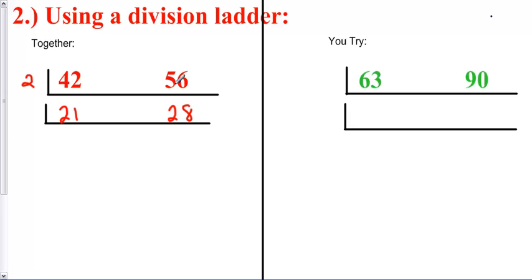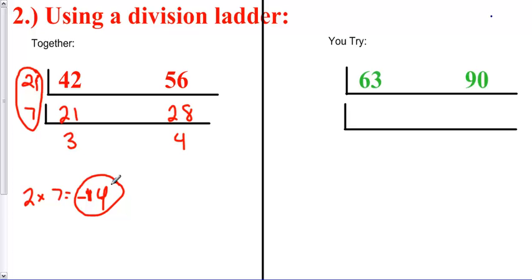So all I did was 42 divided by 2, got 21. 56 divided by 2 is 28. Well, is there a number I can divide both by? Can I divide both 21 and 28? Yes, it's 7. That gives 3 and 4. Is there a number I can divide by both 3 and 4? And one's not a choice. No, there's not. So what I do here with the 2 and the 7 is I multiply them together, and that gives me 14, which is my GCF here.